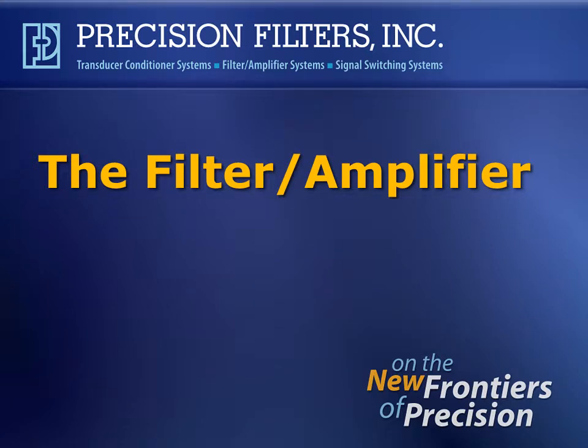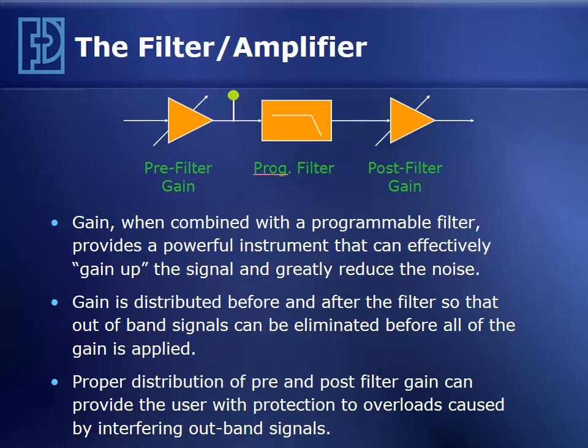In this presentation, we'll discuss the filter amplifier and Precision Filter's distributed gain topology. Using distributed gain can be very effective against large out-of-band signals and can be applied to greatly improve the overall signal-to-noise of the in-band signal of interest. And by adding the programmable amplifier, we'll be able to gain up the signal of interest and use the filter to eliminate signals that are outband that we don't want to measure.